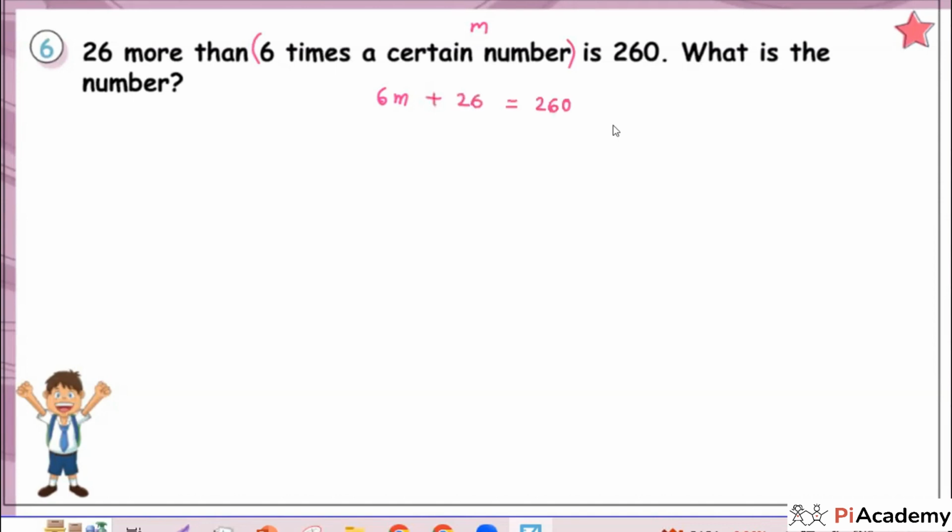Now you can continue. What will be the next step? Then I did 260 take away 26. Yes. So in the next step, you have to do this 260 take away 26. Okay. So what are we going to get? 234. Okay. So 234. That's absolutely correct. And what are you going to do in the next step? 234 divided by 6. Yes. 234 divided by 6 we will do. And what are we going to get?